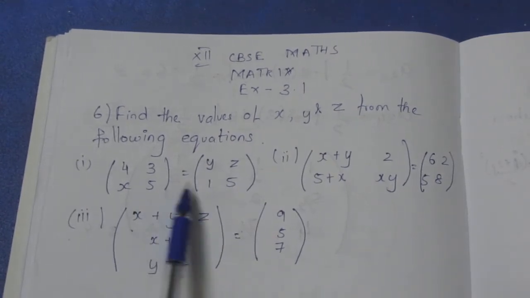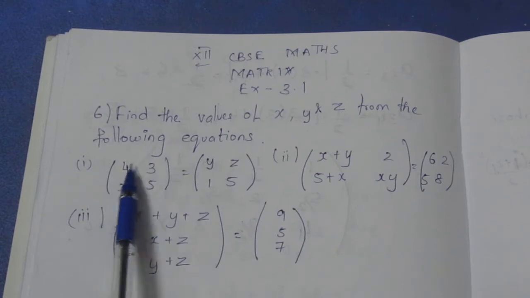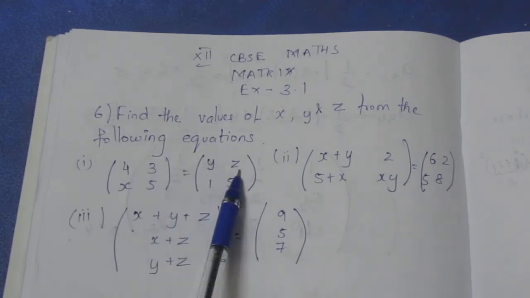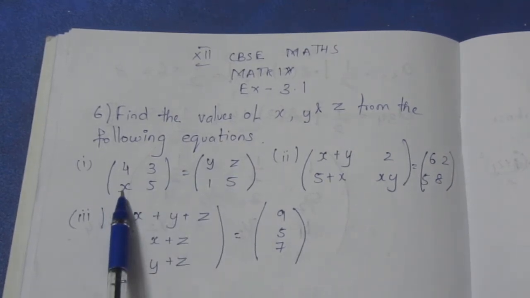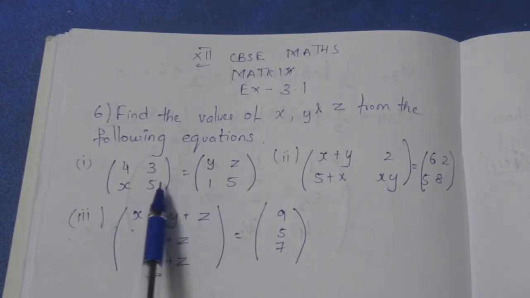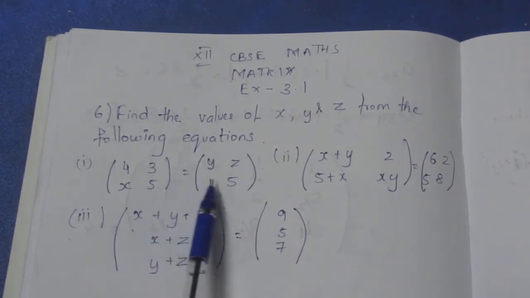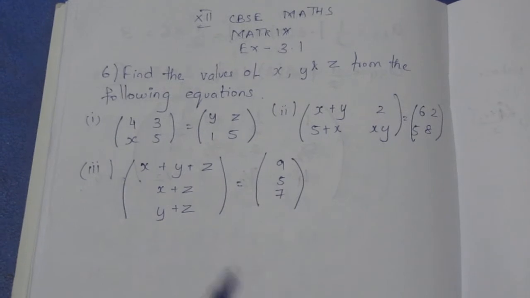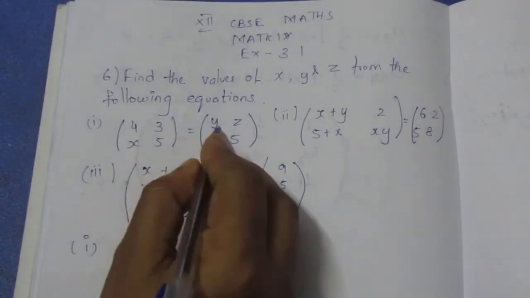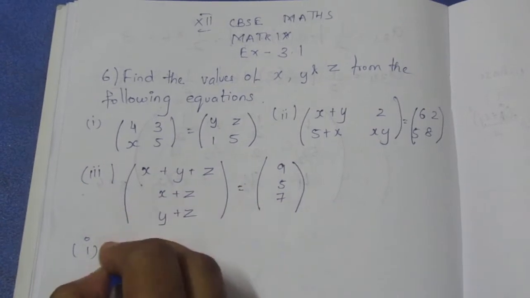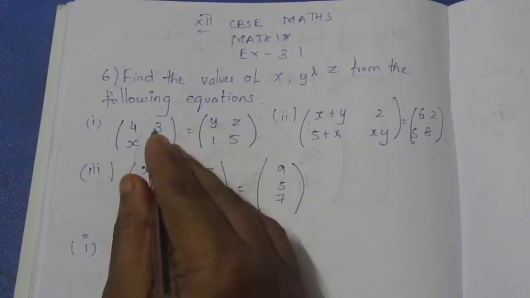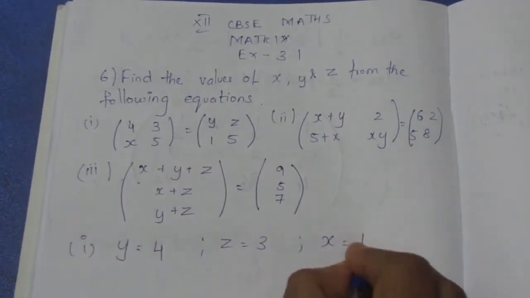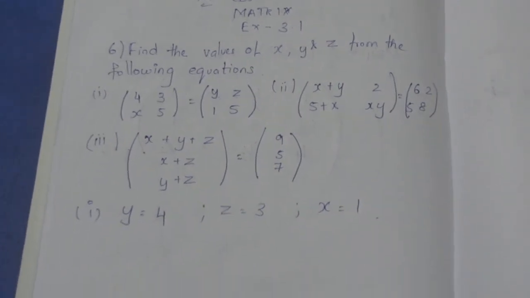Now this is given in the matrix. In the matrix we know that the first element is equal to the first element, that is A11 is equal to A11, A12 is equal to A12. Similarly, second row elements, that is A21 is equal to A21. So if you see here 5 is equal to 5. So the values are the same. So it is very easy to find the values of x, y, z in the first one, because we know that 4 is equal to y. So y is equal to 4, z is equal to 3 and x is equal to 1. So the first sum we have completed by finding the values.